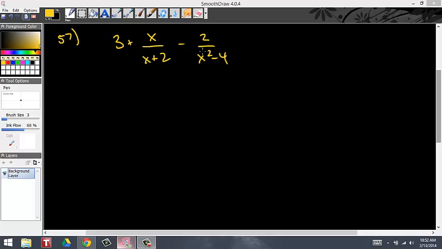Okay, first thing we're going to do is find a common denominator. I'm sorry, just kidding. We're actually going to factor. So this x squared minus 4 is going to become x minus 2 times x plus 2.